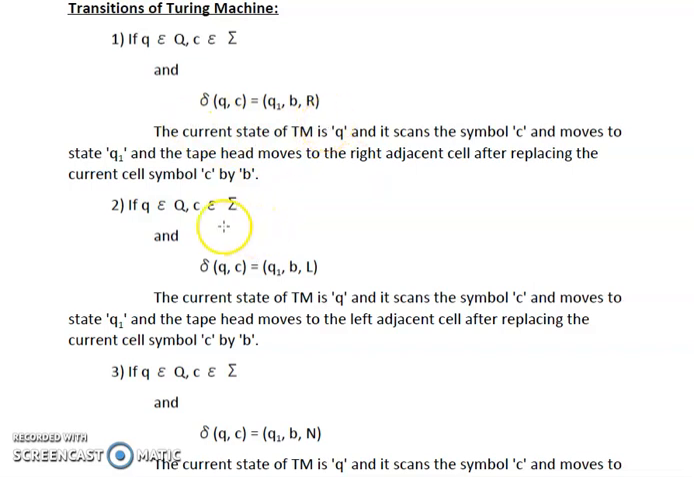and over here we have defined it with the help of an example. Similarly, if we are on the current state Q and the input symbol is C, then we can move to a state Q1 and the input symbol C that is present on the infinite tape will be replaced by a symbol B, and the direction of movement of our head will be left. That means the head will move to the left adjacent cell. Left adjacent cell means the cell to the left of the cell on which we are currently present.